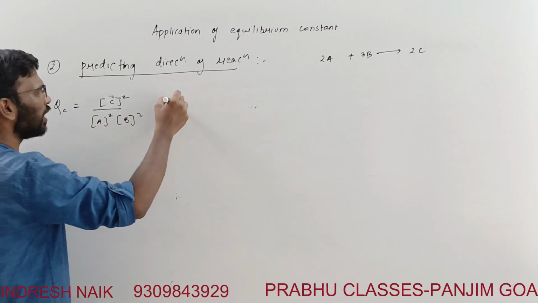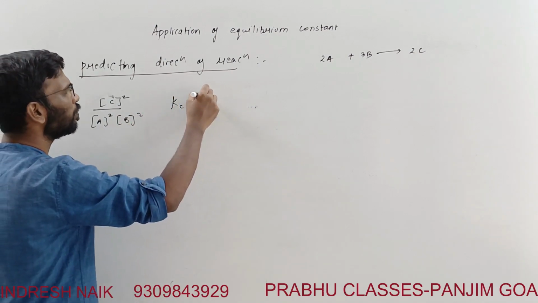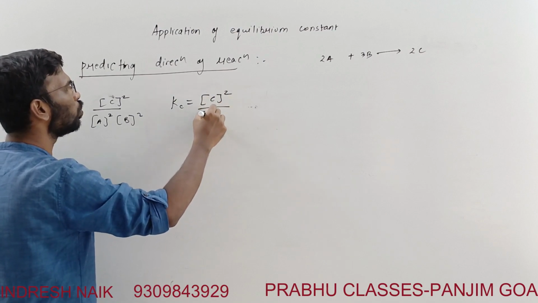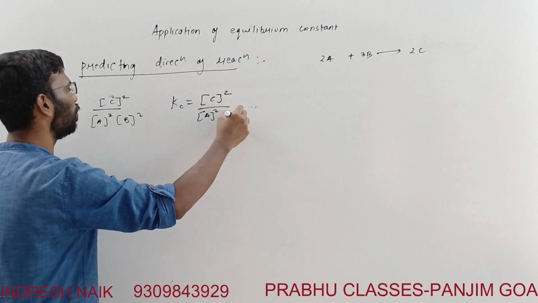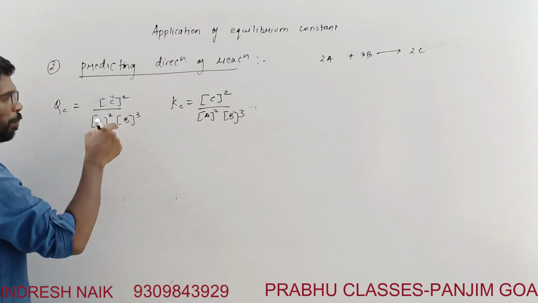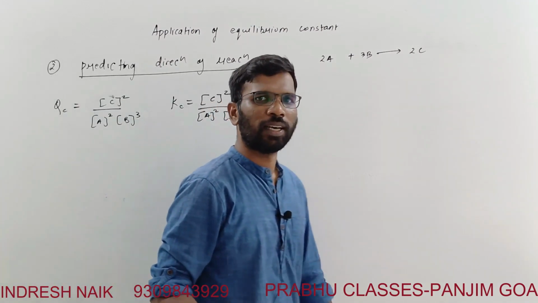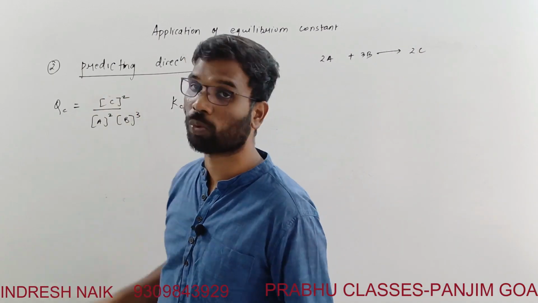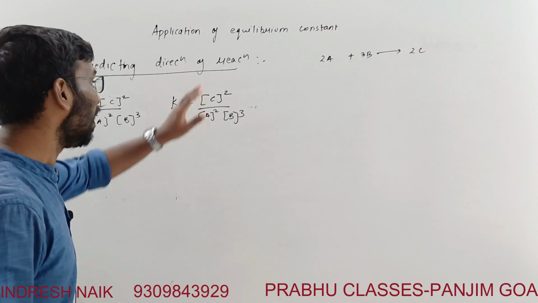But what is Kc for this? Kc is also the same. This is how we write: C raised to 2, then A raised to 2 and B raised to 3. Both the things, when we calculate, we write in the same manner. But what is the difference between these two? I'll tell you.